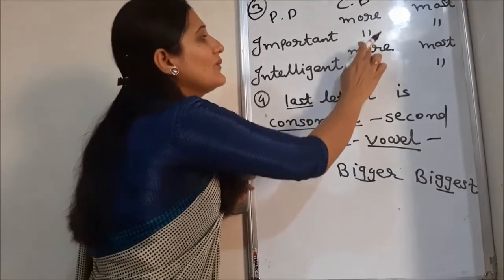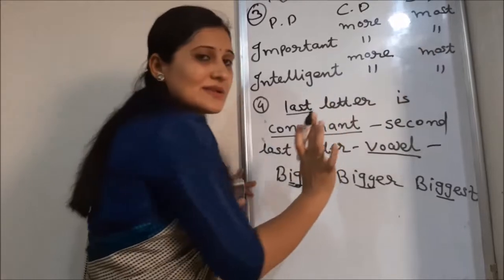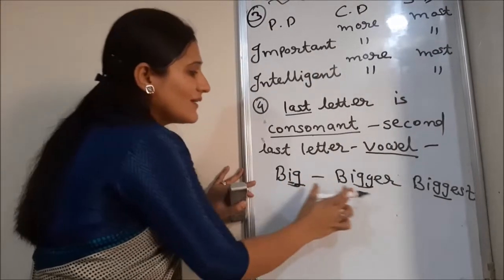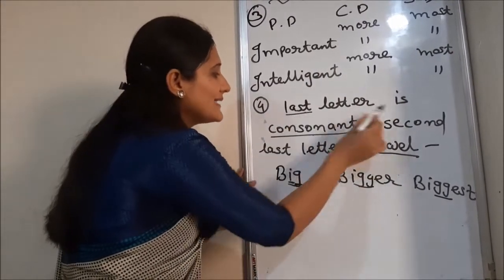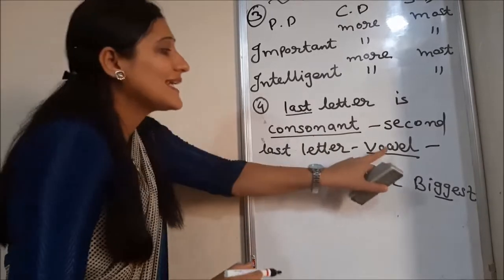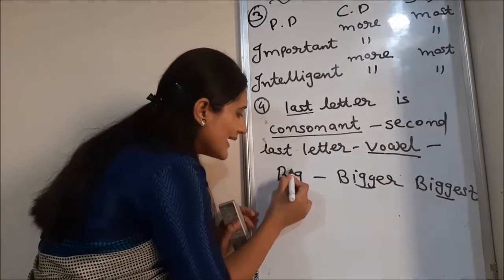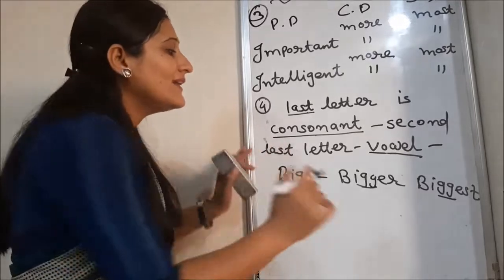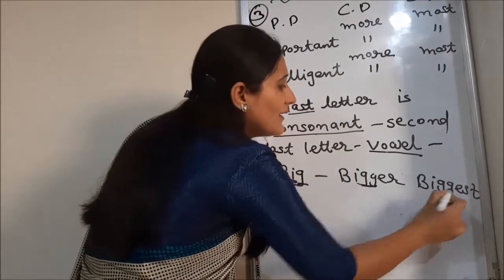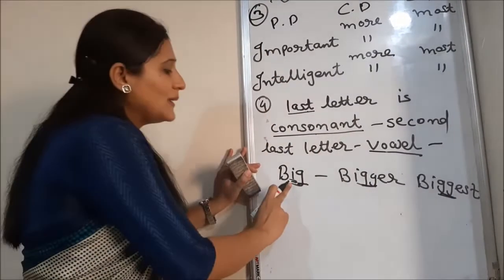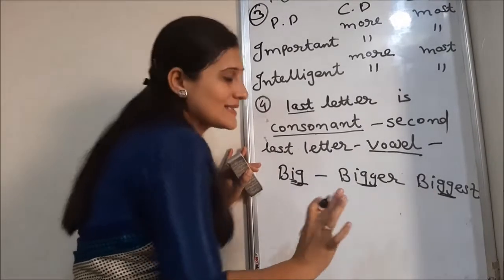Only here you need to write more plus most, because the spelling is long. Here you need to add, but the last letter is a consonant and the second last letter is a vowel: A, E, I, O, U. Then you need to double the last letter, right? Big, bigger, biggest, this way.